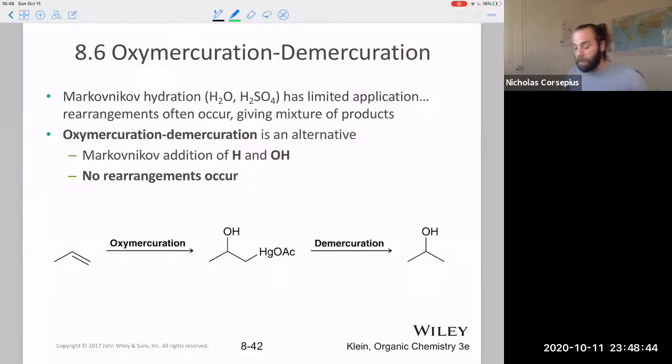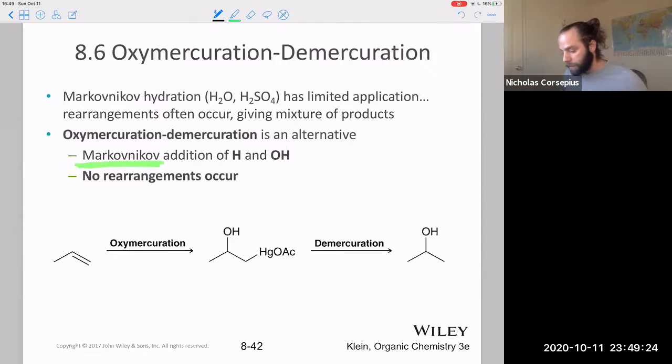Okay, now we're going to talk about a very similar reaction in terms of the products that we obtain, but it's got a different mechanism. And this is oxymercuration, demercuration. Okay, so these are going to use this reactant right here. It also gives the Markovnikov product. Okay, so starting out with this simple alkene, we still get that Markovnikov product where substitution of that alcohol group is on the more highly substituted carbon.